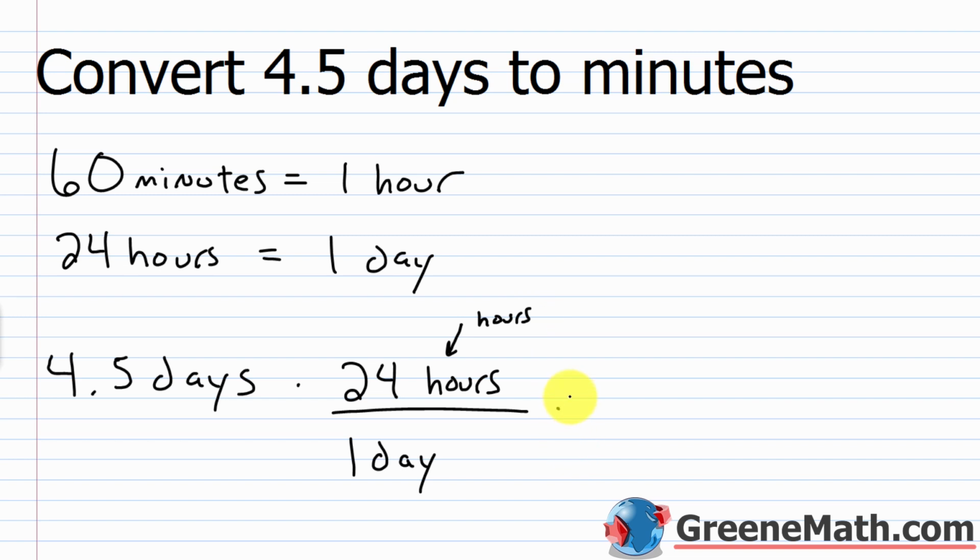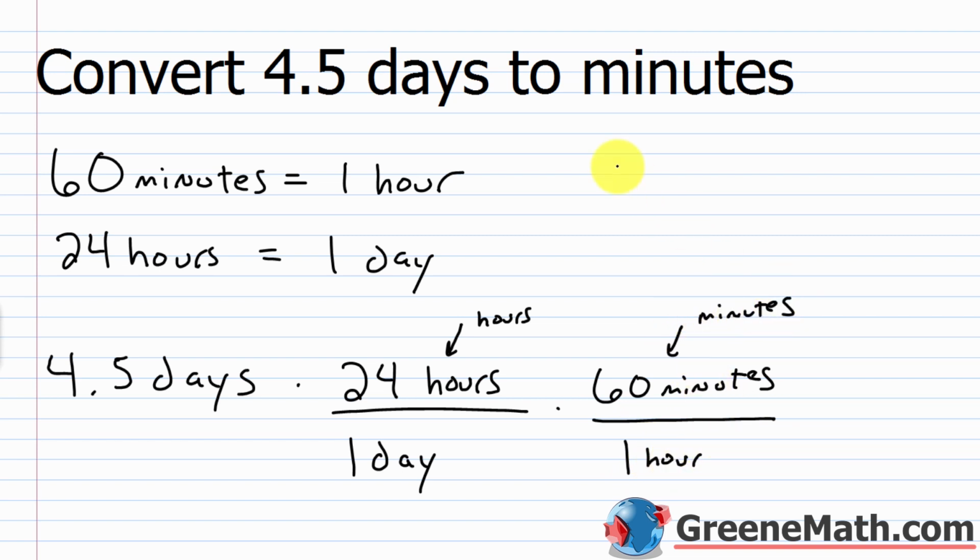Now I'm going to multiply one more time to get it in terms of minutes. Right now I need to go from hours to minutes. So I want to end up with minutes, so minutes will go in the numerator. So 60 minutes in the numerator, and this will be over 1 hour. That will be in the denominator. And now this will be in terms of minutes, which is what we want. Right? We want to end up with minutes.